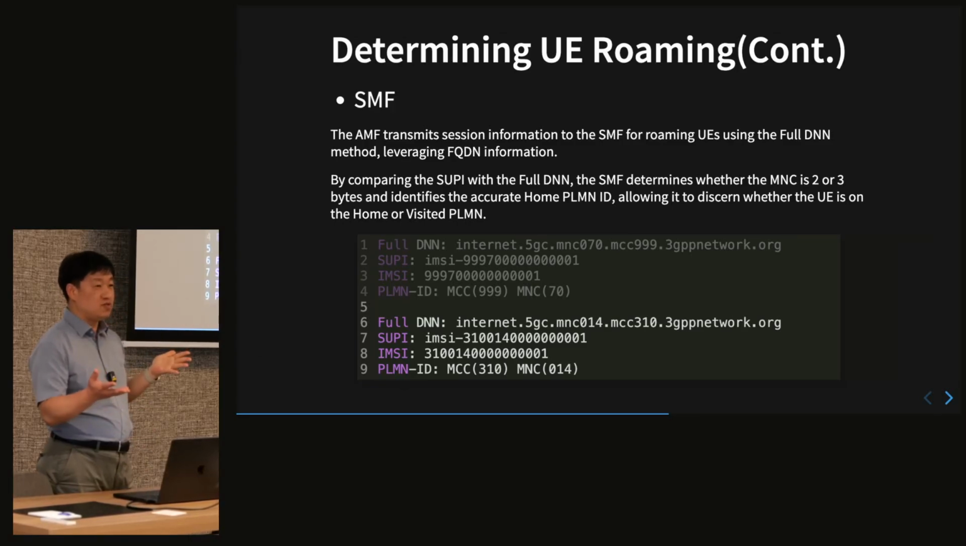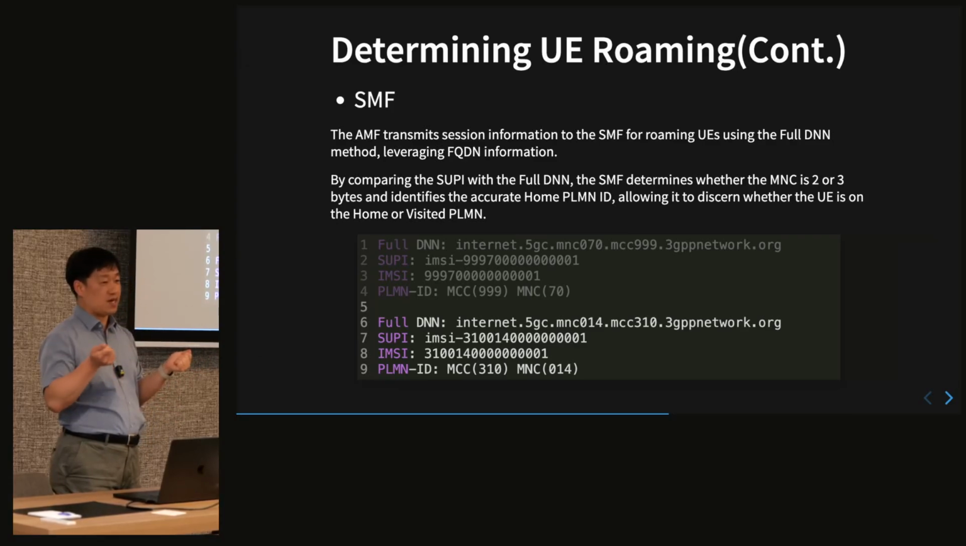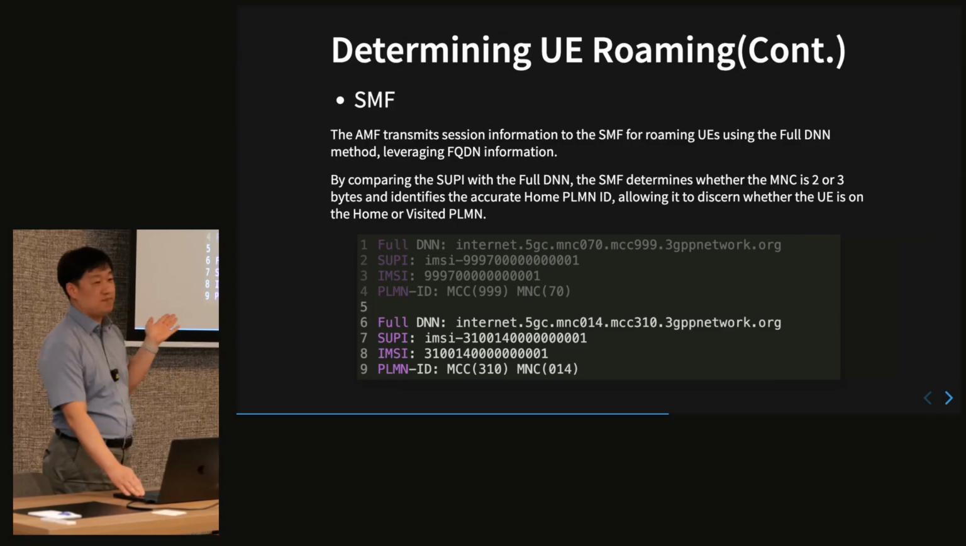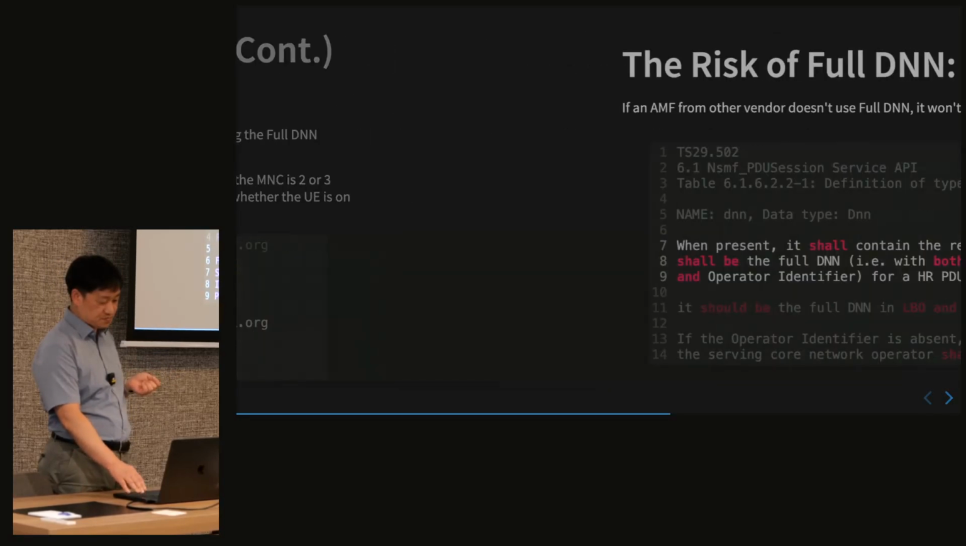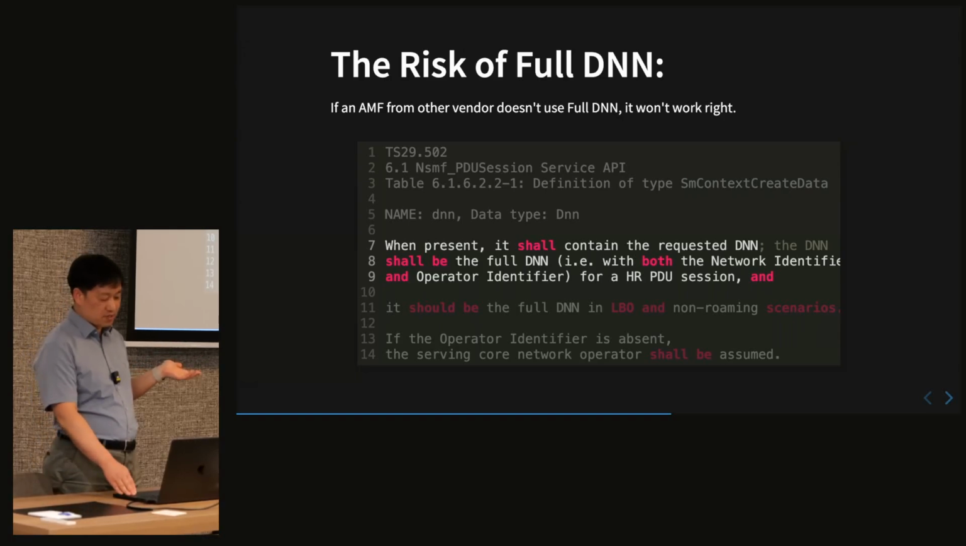Of course, we could use a database that stores the MNC and MCC, and examine from it whether the MNC is 2 or 3 digits, but the current Open5GS implementation uses this approach. But there is the risk of a missing full DNN. One problem with this approach is that an AMF made by a different manufacturer may not send the full DNN. The standard documentation explains it this way for home routed.